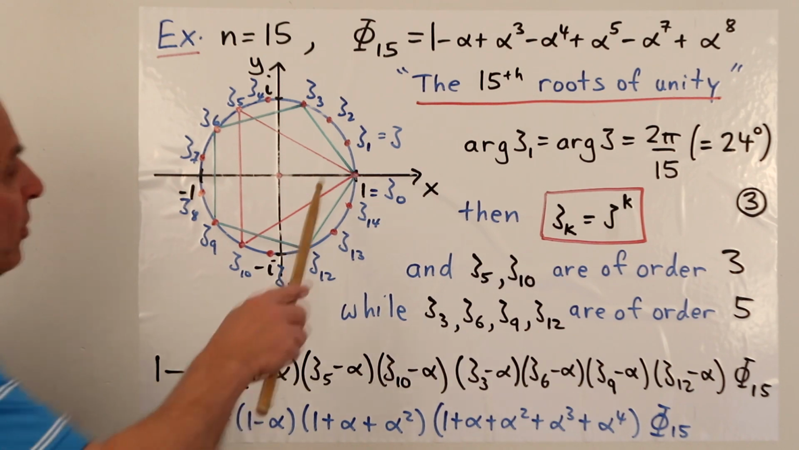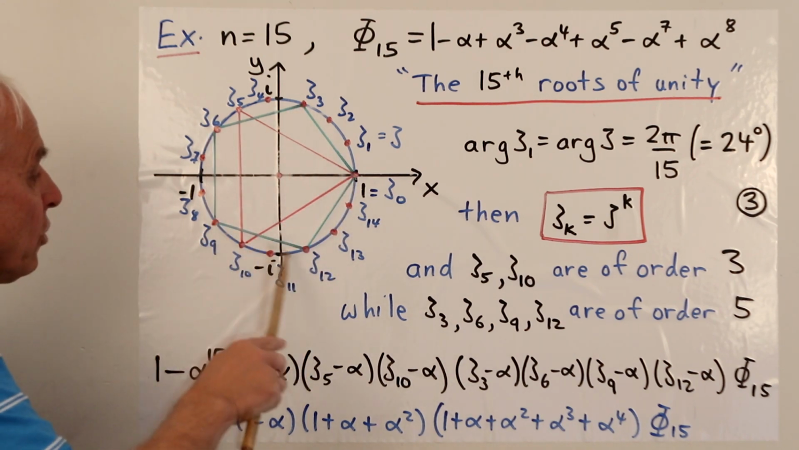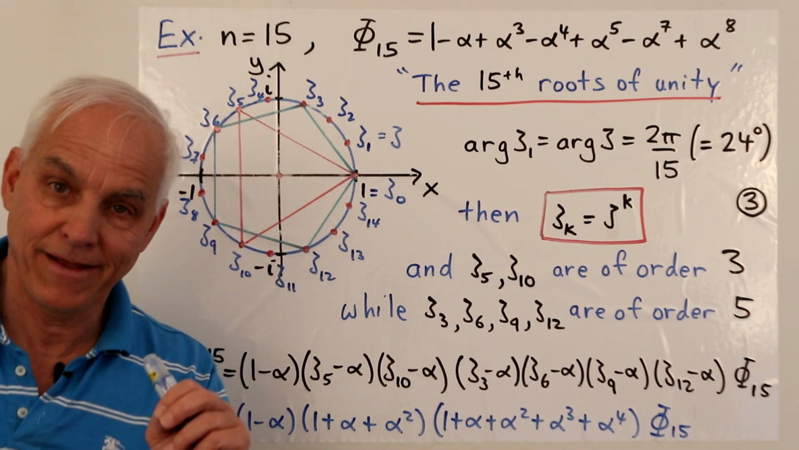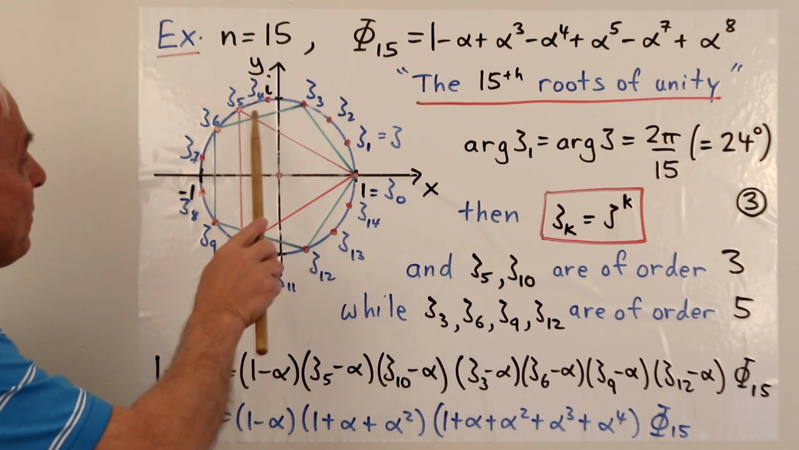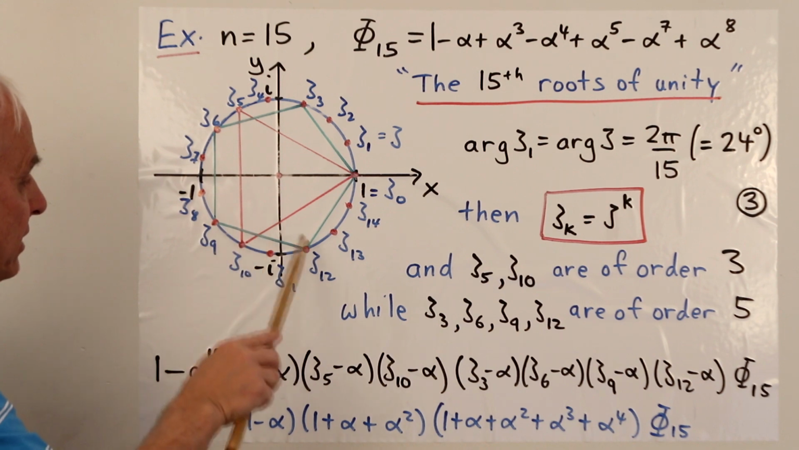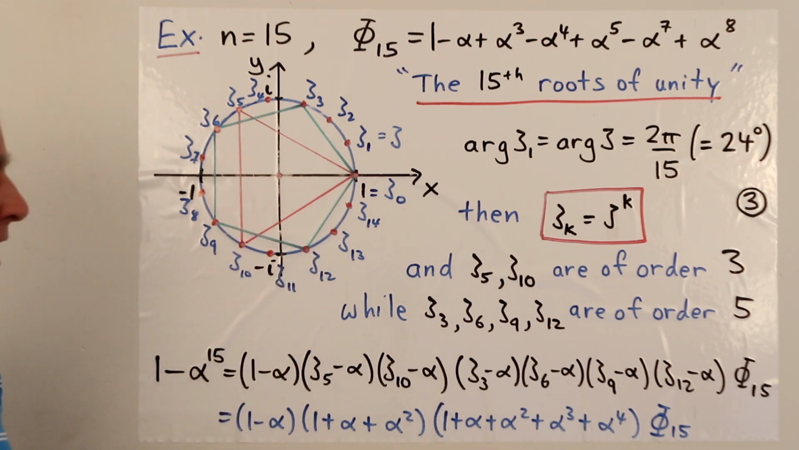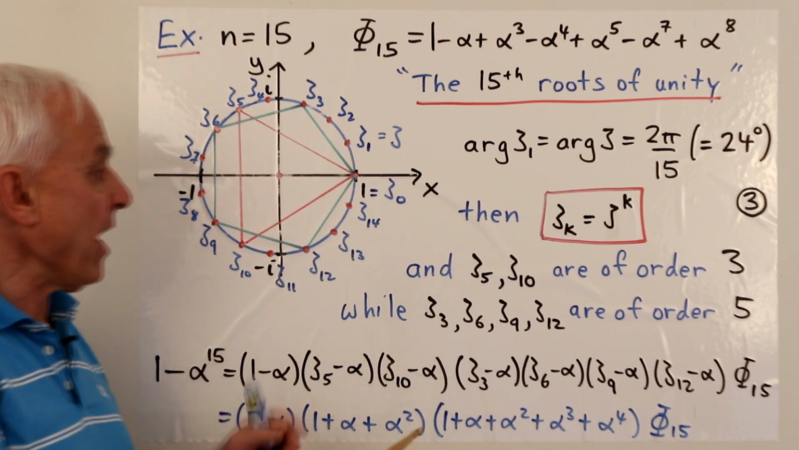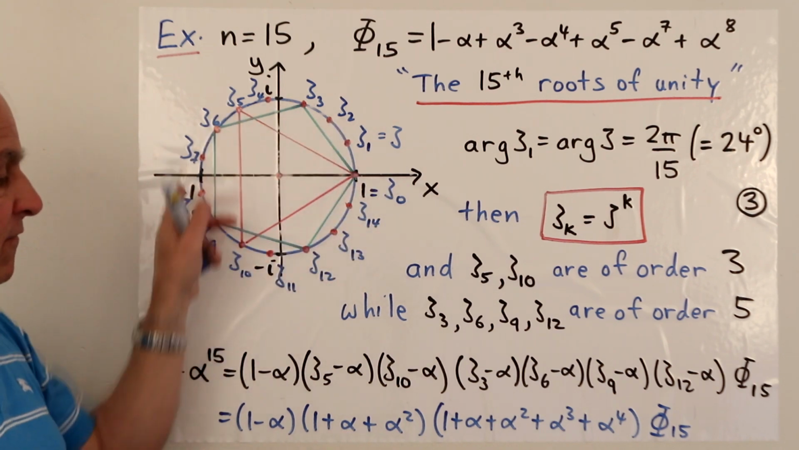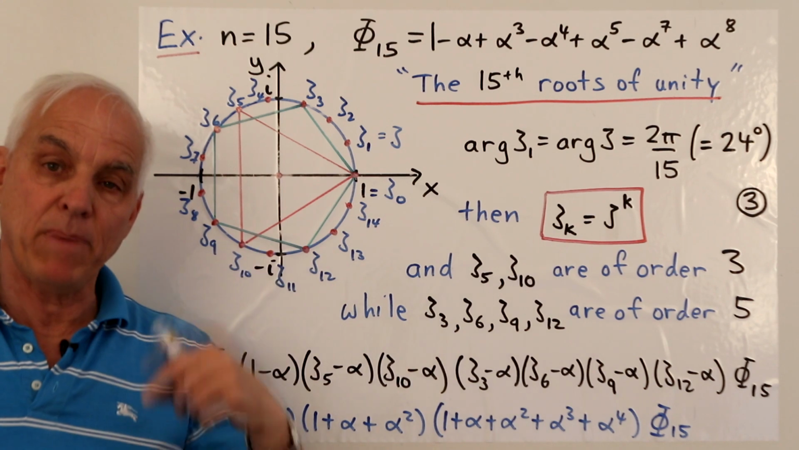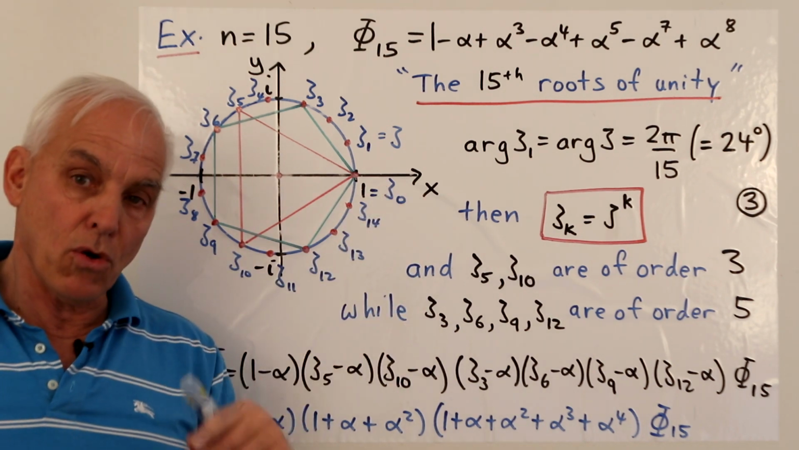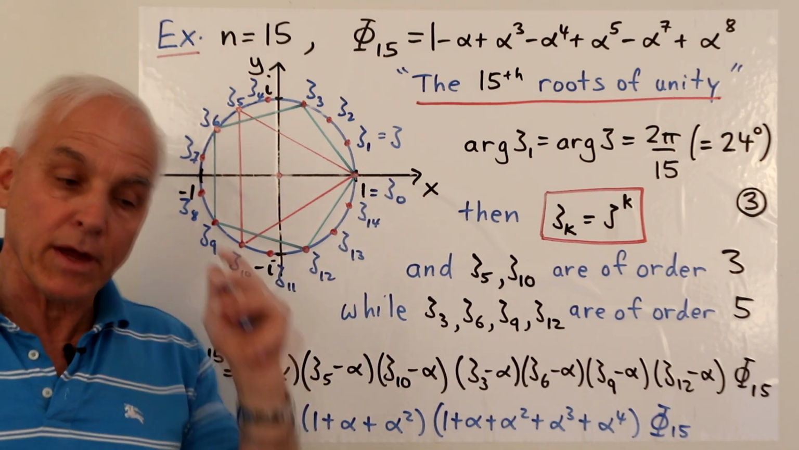Similarly, the vertices of the green pentagon have some special properties. That's zeta 3, zeta 6, zeta 9, zeta 12, and of course zeta 0. They are all of order 5. Well, not zeta 0, but the other 4 are order 5, meaning that if you take zeta 3 and raise it to the 5th power, then you get 1, but no lesser power.